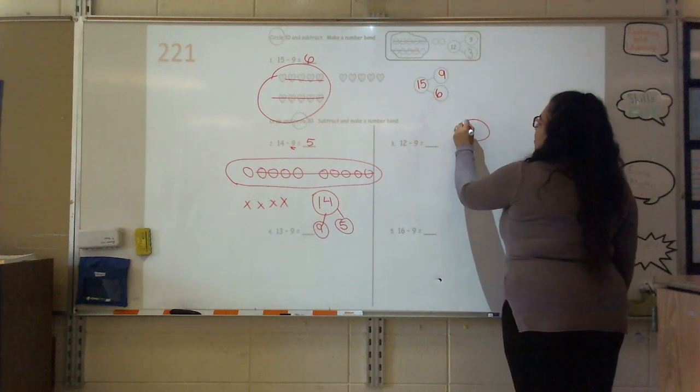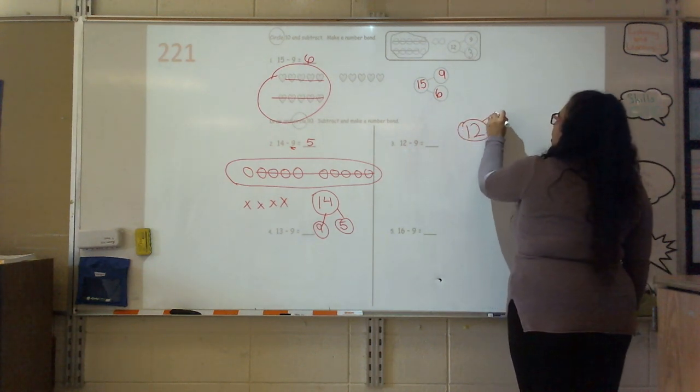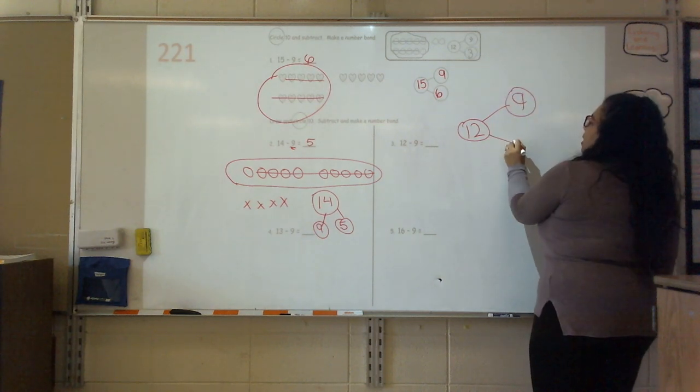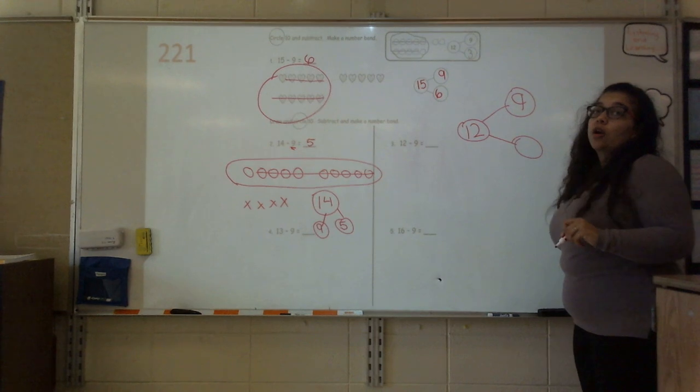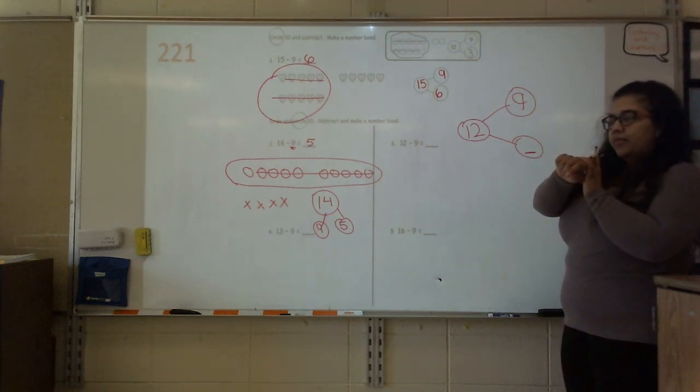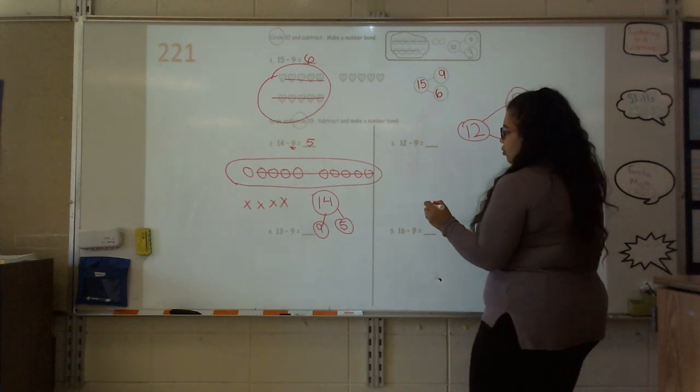This time I want to set up my number bond first, because we know our whole is 12. We've been given the part 9, and we're trying to find the missing part. We're going to find this missing part by subtracting. So 12.